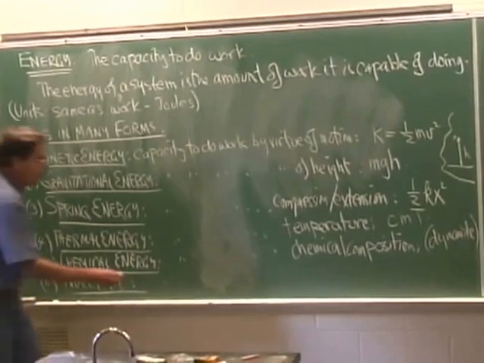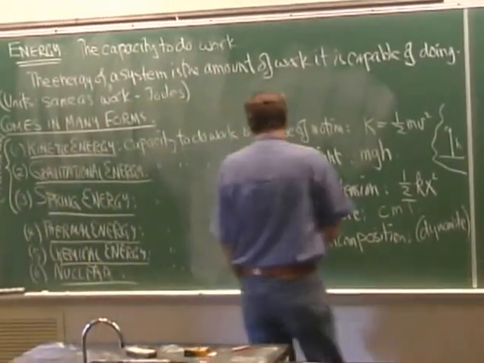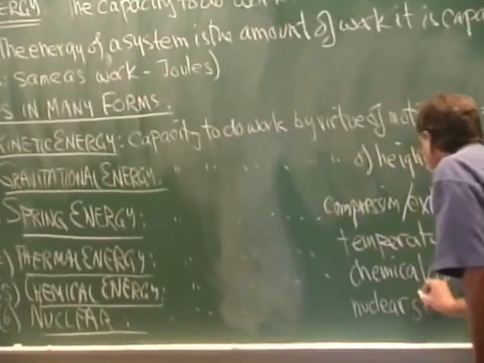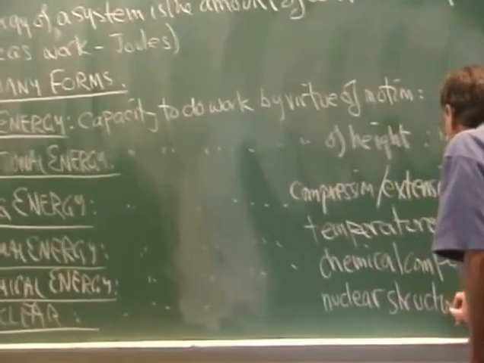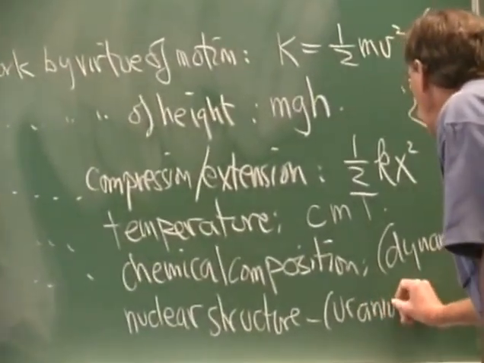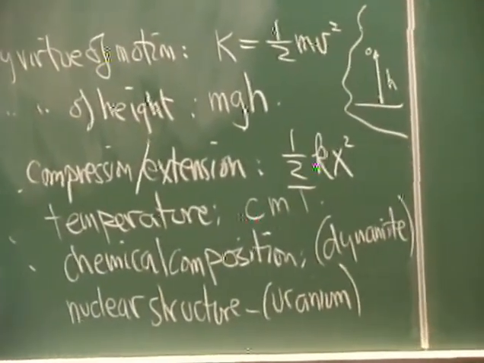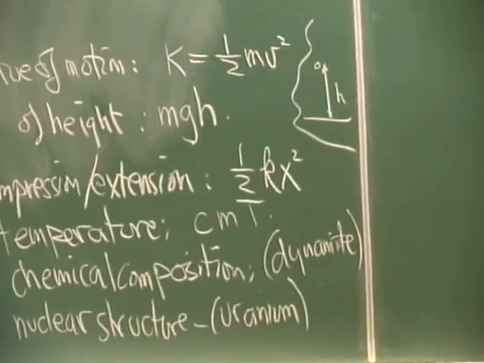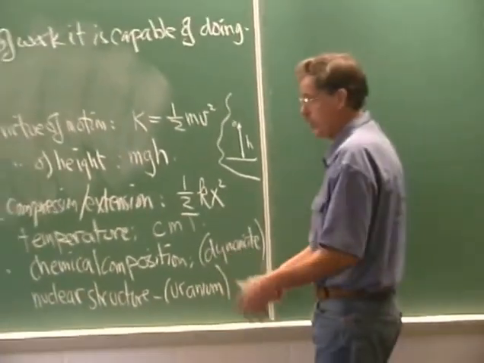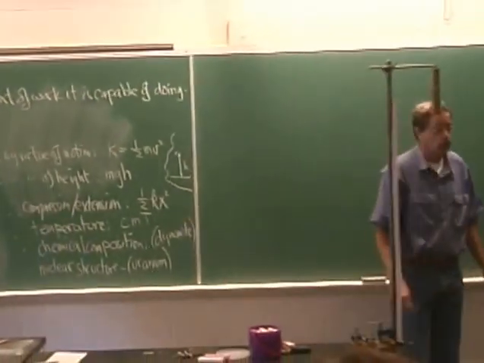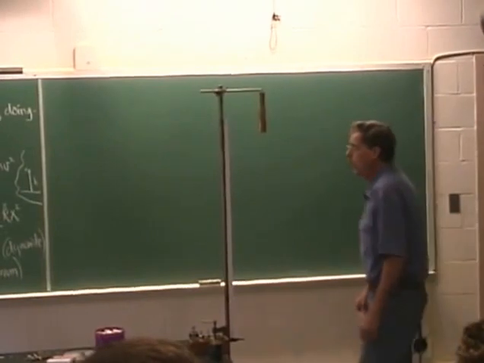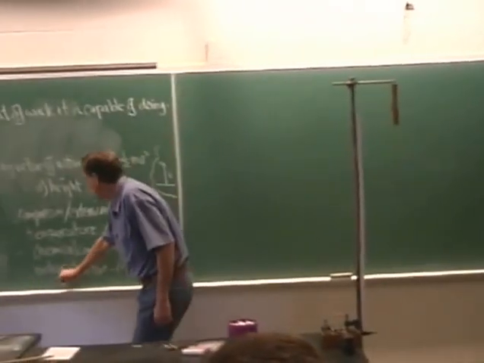Nuclear energy, that would be the capacity to do work by virtue of nuclear structure. Uranium, a lot of it. But after the uranium has radioactively disintegrated and produced a bunch of daughter nuclei, same stuff, but just rearranged, it's no longer capable of doing much work for you. That's nuclear energy, and obviously this could go on and on.